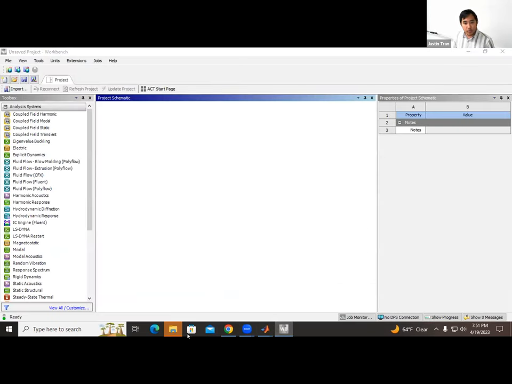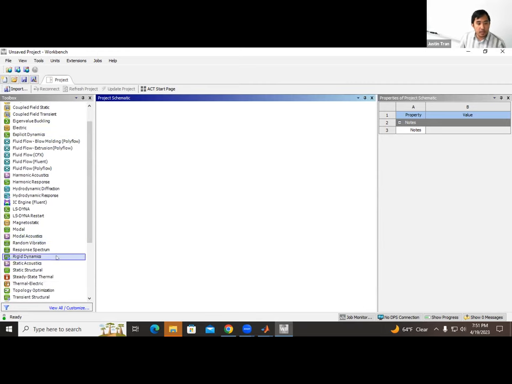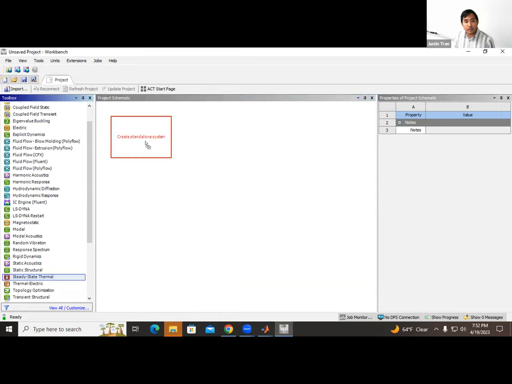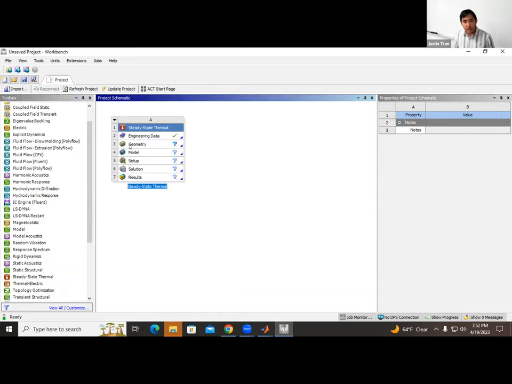Okay, so here's how you set up a thermal simulation in ANSYS. Here we're back on ANSYS Workbench. On the left-hand side, we're going to look at our normal analysis systems. But instead of a static structural, I'm going to use this analysis system here, which is steady-state thermal. I'm going to click and drag this to the project area here.